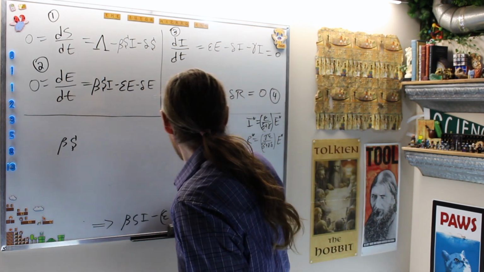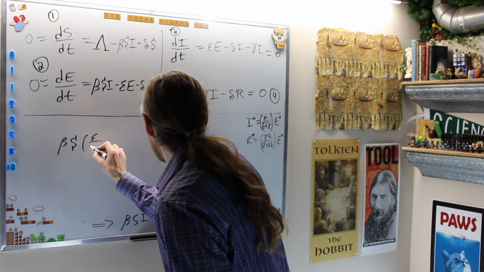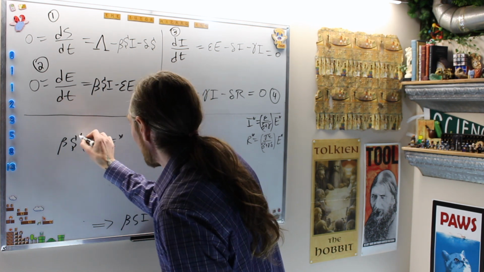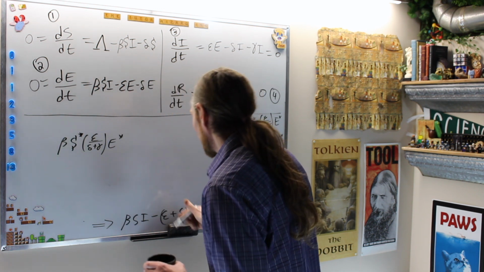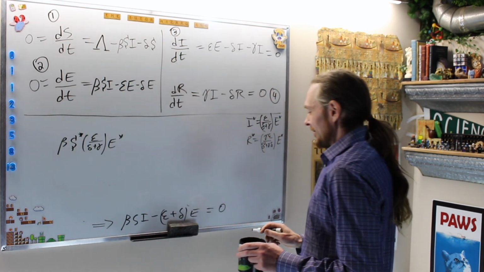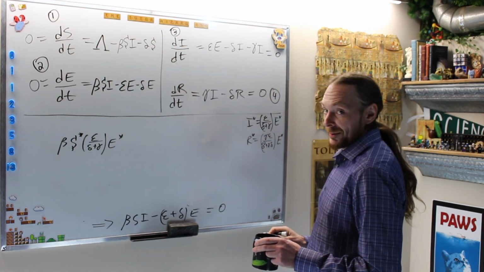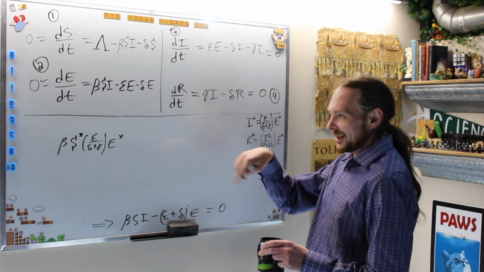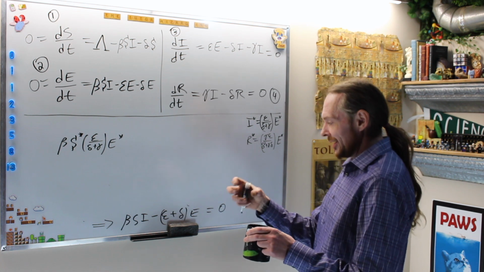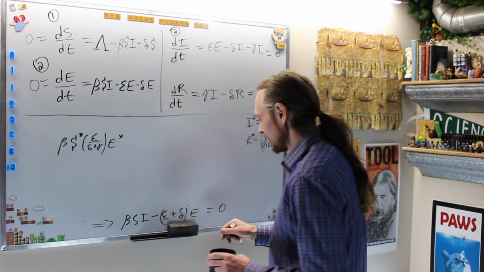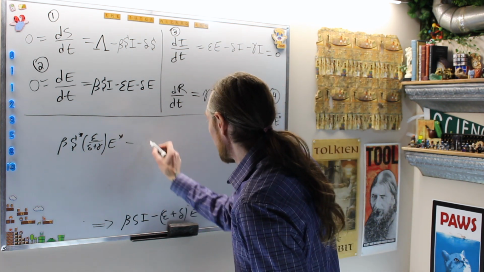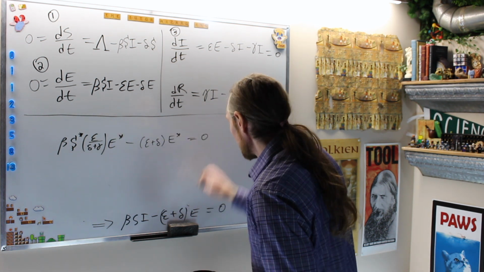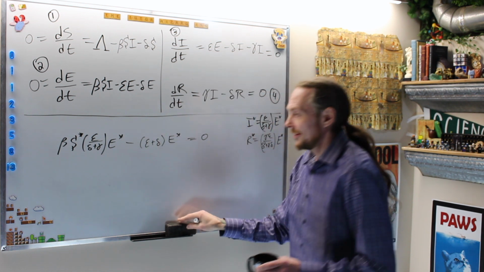Beta S times epsilon over delta plus gamma E. Let's put the stars on now. And you're like, where'd the stars come from? I don't know. Where do stars come from? Hydrogen and gravity and time. That's where they come from, roughly speaking. Turns out you need electromagnetism early on so that they will condense and accumulate and accrete, but that was another story. Minus epsilon plus delta E star equals 0. That's what I've got.